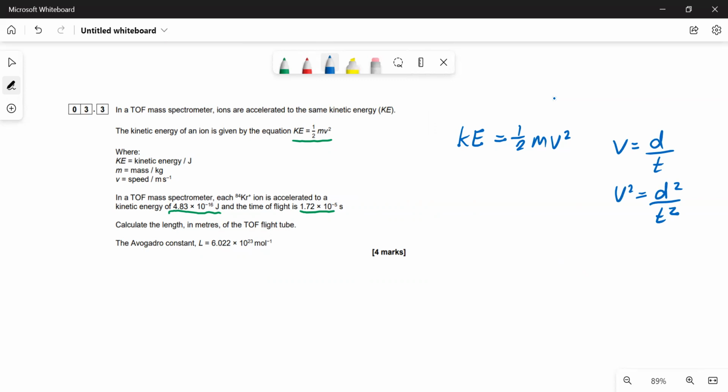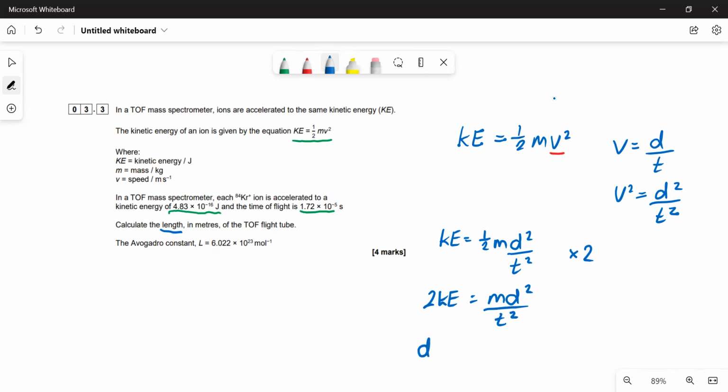So we substitute that in for our value of v squared. Then we're going to get kinetic energy is equal to a half m d squared over t squared. Now we need to find out the length of the tube, so I'm going to rearrange that to give us d squared. I'm not going to do d straight off, I'm just going to do d squared. So the first thing I'm going to do is times everything by 2, so I'm going to get 2 kinetic energy is equal to m d squared over t squared.